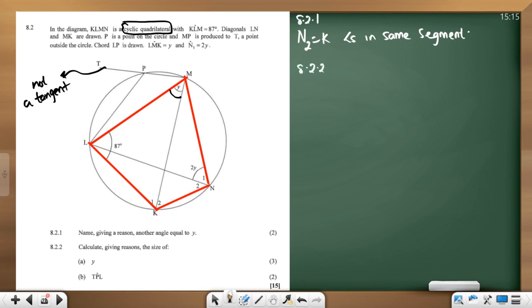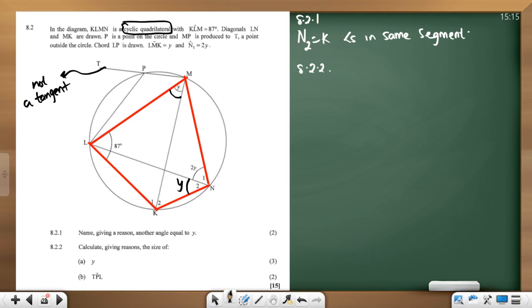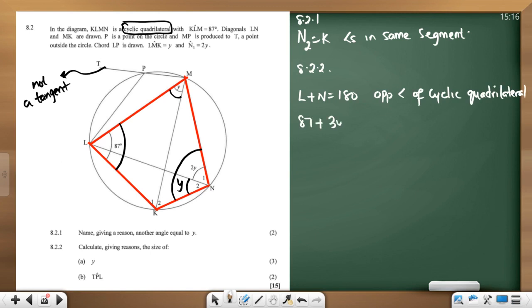8.2.2. Calculate, giving reasons, the size of angle Y. I told you guys, don't forget this. Any angle you get, just put a Y there. Ah, there is a cyclic quadrilateral. Opposite angles of a cyclic quadrilateral are supplementary. That whole angle and this angle. Are we done? We're done. Euclidean can just be this easy. Angle L plus N equals 180, opposite angles of a cyclic quadrilateral. Great. What is angle L? 87. Plus, what is angle N? 3y. I think we can get this now. 3y is 180 minus 87. 3y should be 93. Therefore, y is 31 degrees. Beautiful. Done.